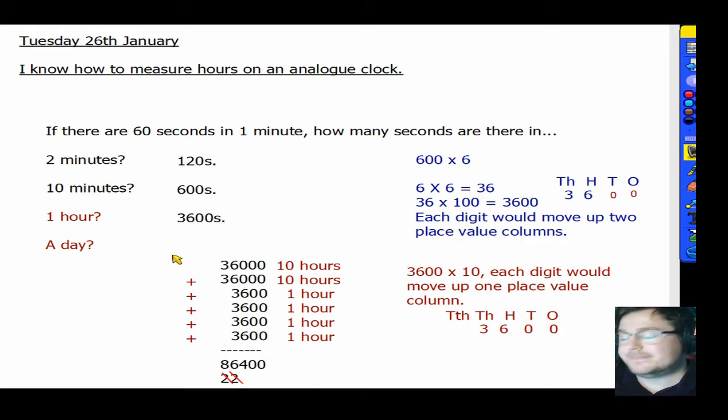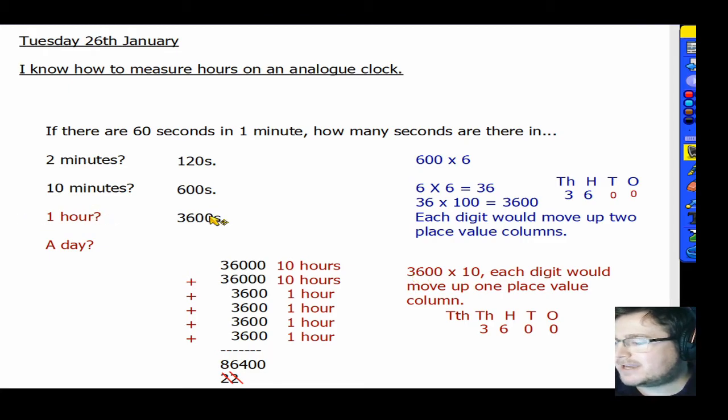A day. There are 24 hours in a day. 24 times anything is pretty hard. So what I've done is I have worked out what 10 hours is, and 10 hours. 10 add 10 is 20. So those two would be 20 hours. And then I had to add 1 hour, add 1 hour, add 1 hour, add 1 hour. This is how I did it.